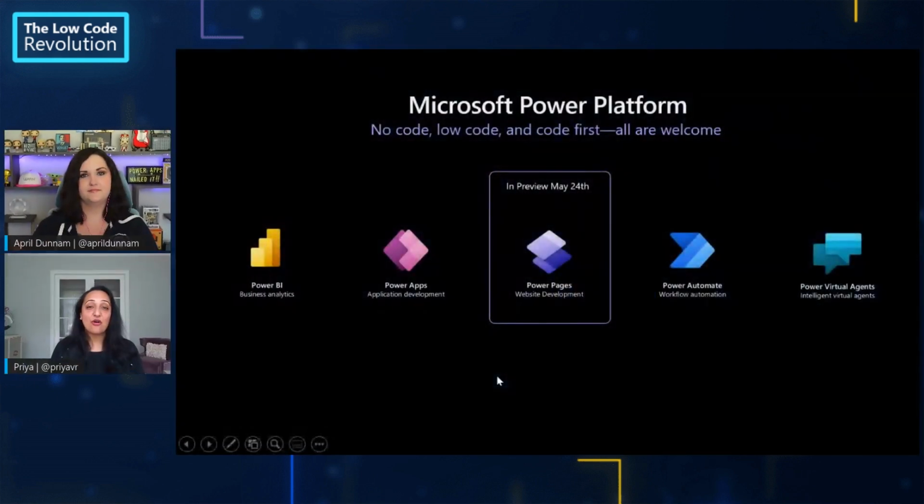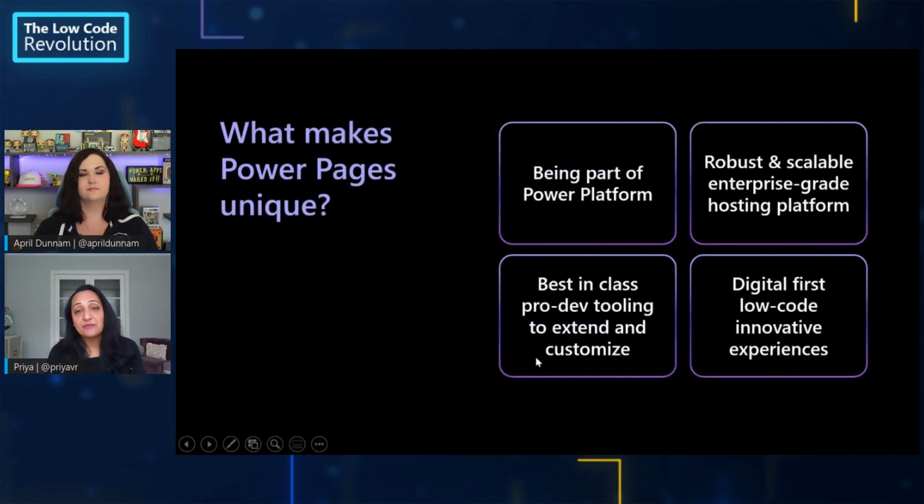Power Pages is now our 5th brand new product as part of the Power Platform family. It's in preview as of May 24th. Power Pages is really all about website development. While Power Apps has been super great for internal apps that you can build, both Canvas and model-driven apps, and Power Automate helps you with workflow automation, Power Pages really brings to bear how you can build websites that are external facing. And really what makes Power Pages unique is, firstly, being a part of the Power Platform, it allows you to build that holistic solution that allows you to do apps, automation, and external facing.